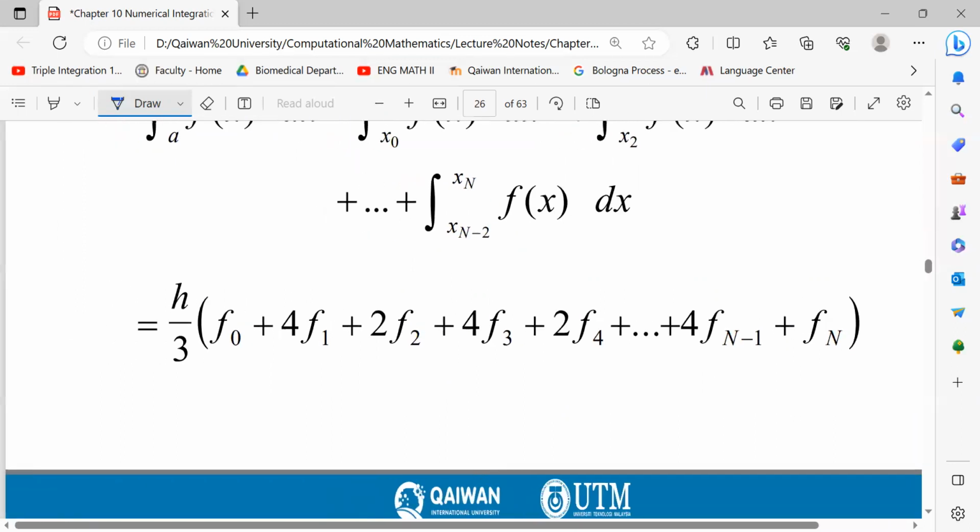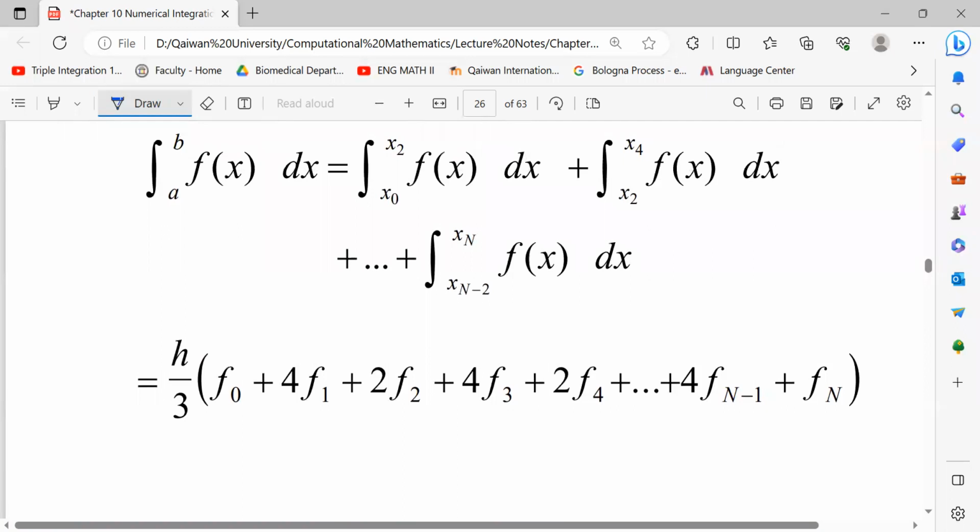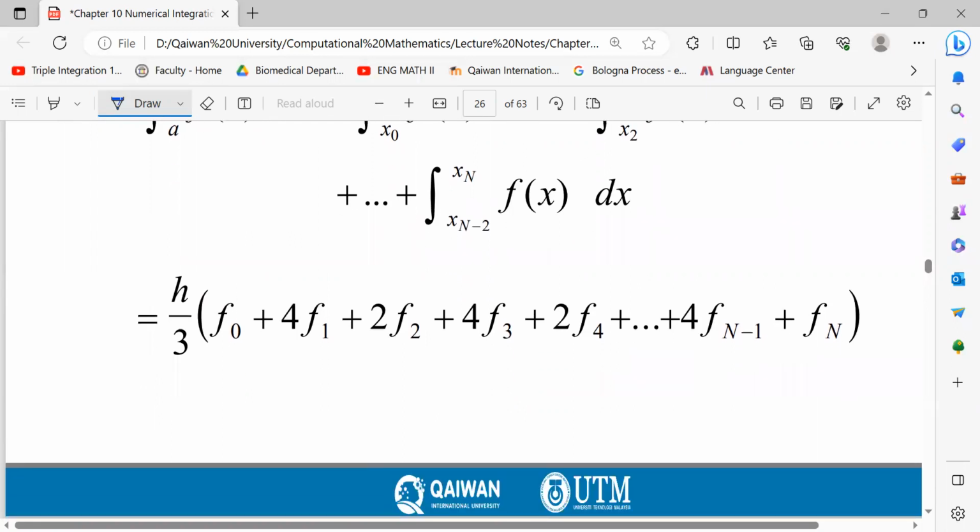Look, Simpson's rule, Simpson 1/3. We have two types of Simpson, 1/3 and 3/8. For Simpson 1/3, this is the rule: h over 3 times f0 plus fn, these two without multiplying by anything. It's the same as the previous one, we don't multiply f0 and fn by anything. And then 4 times the odd ones and 2 times the even ones.